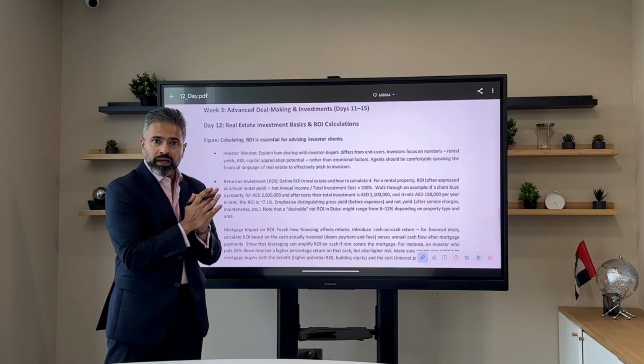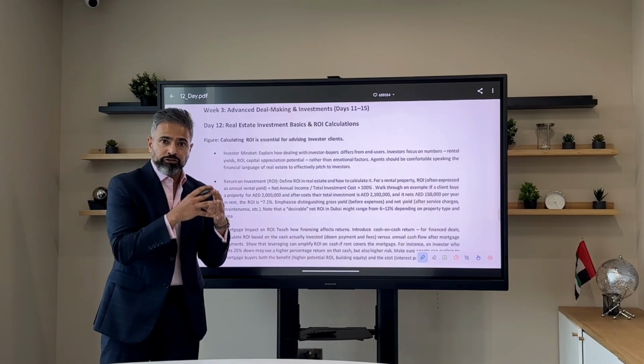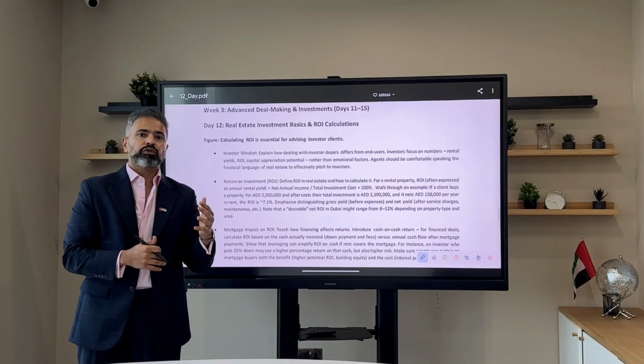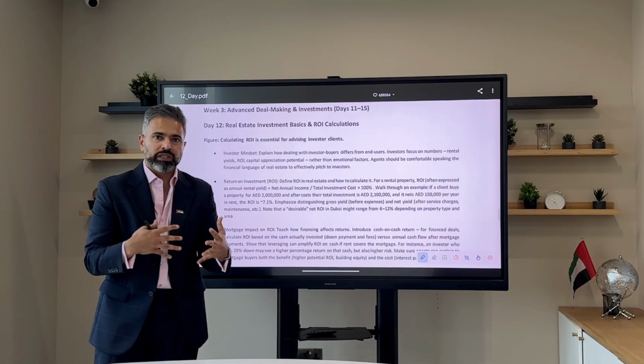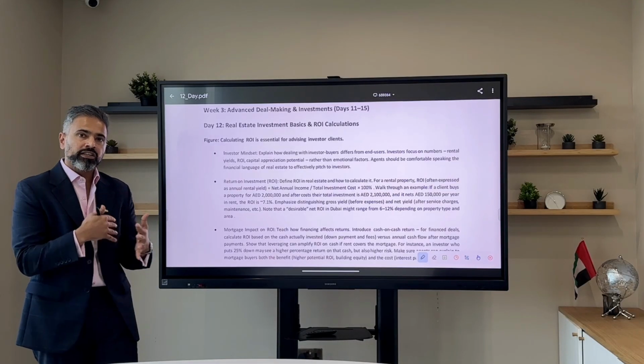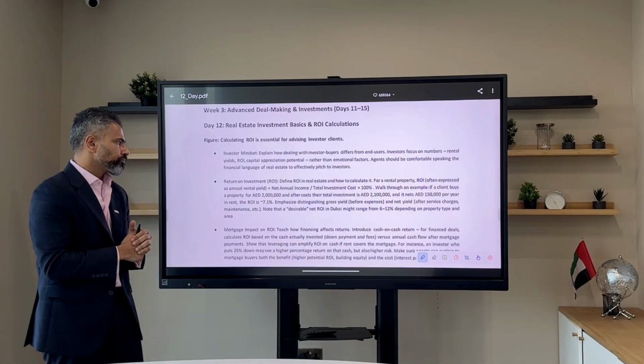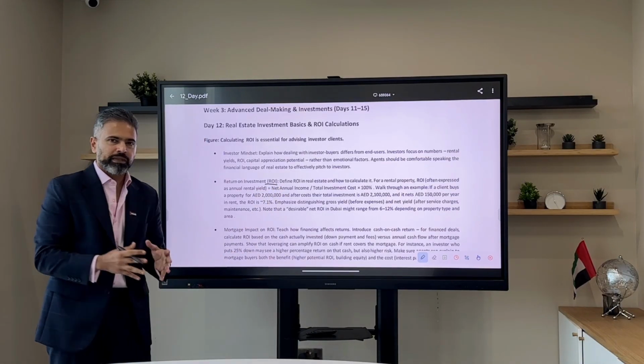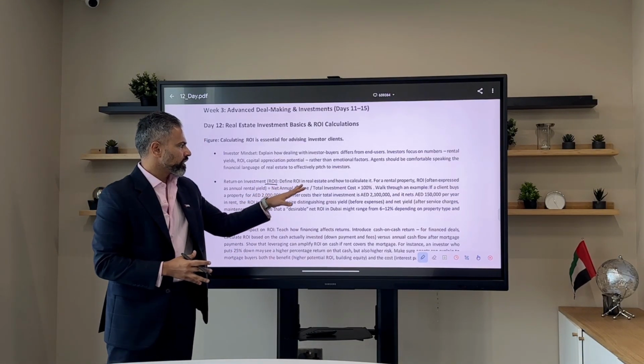They're not just looking at property to property comparison, they're looking at real estate to various other modes of investment that they can do. So you have to really show them how the numbers are placed and why it's ideally suited for them to take that particular call. So let's start off with return on investment. That's the first thing we're going to discuss, which is ROI.